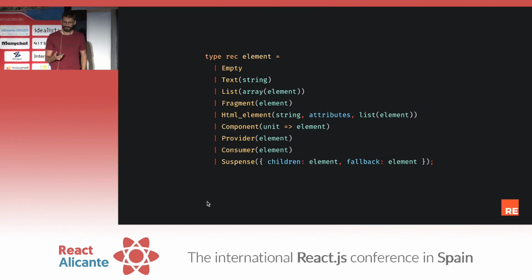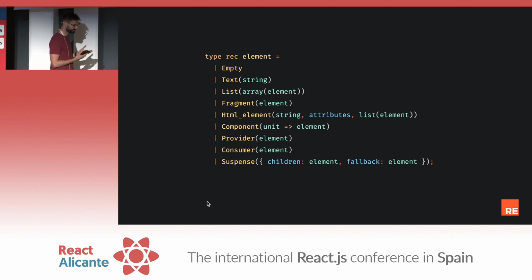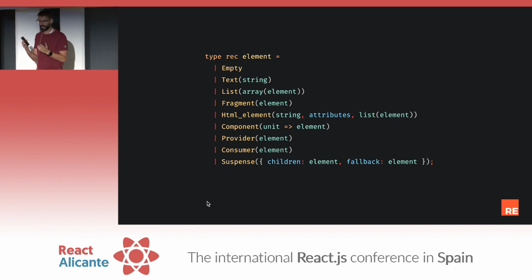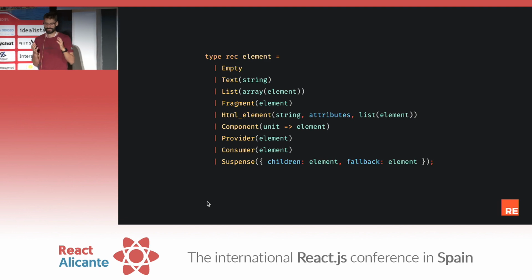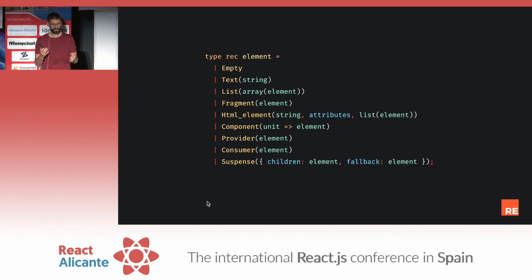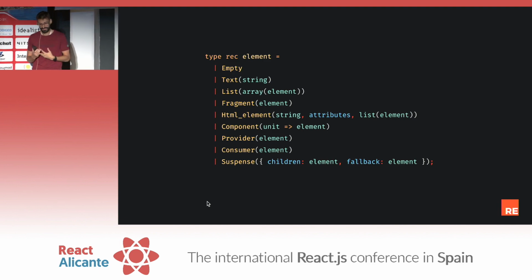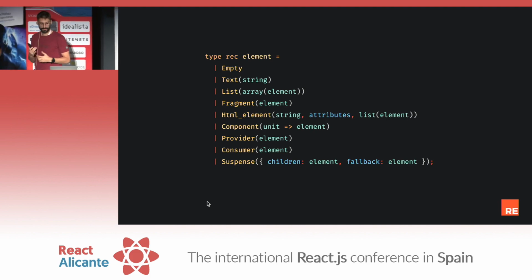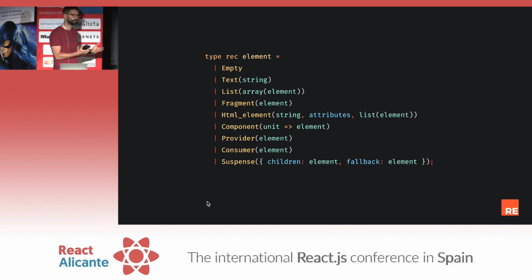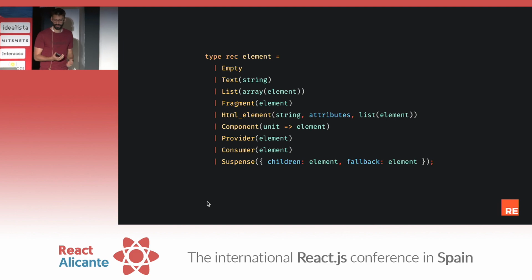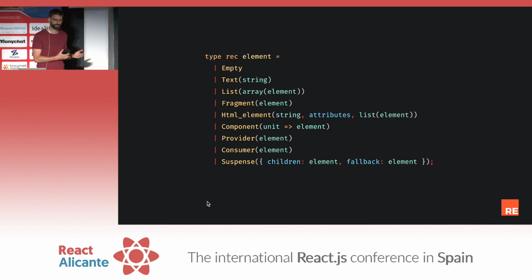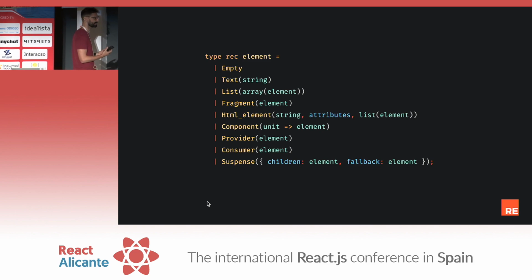So if we get into what React is, we can define React as an element that has a union type, right? It can be empty, it can be text, it can be a list, it can be a fragment, it can be an HTML element like a div, h1, span, h2, whatever. It can be a component, so a function that returns an element. It can be a provider, a consumer, or a suspense, right?